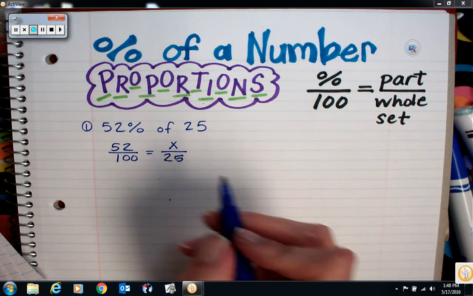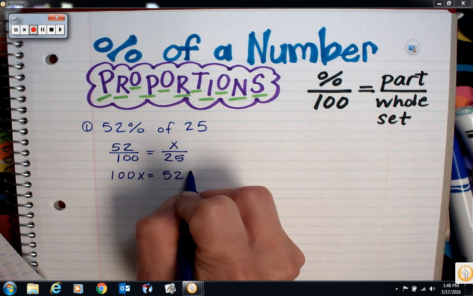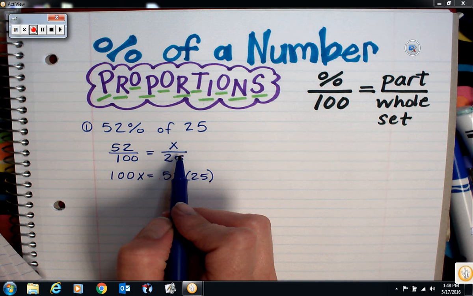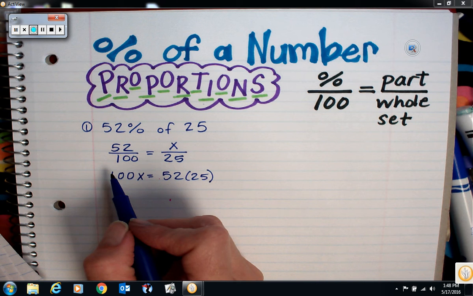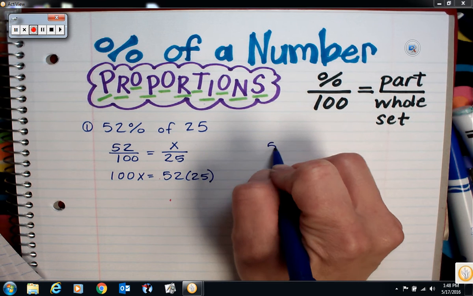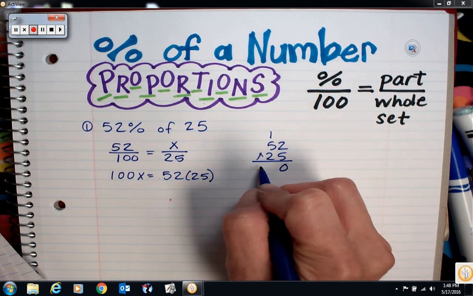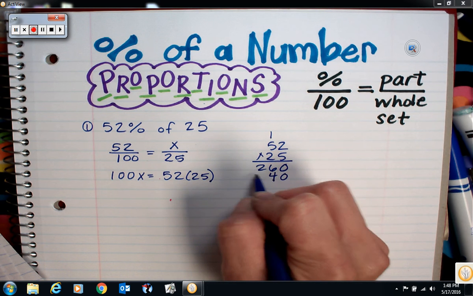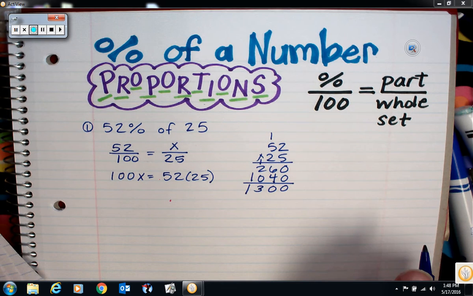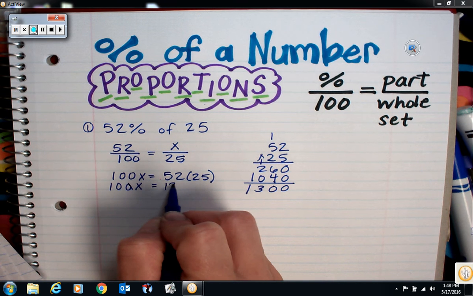I can use a cross product equation. So 100x equals 52 times 25. I know in a proportion, in two equal ratios, if the ratios are equal, then their cross products are equal. So I'm going to multiply 52 times 25. And that's 1,300. So 100x equals 1,300.